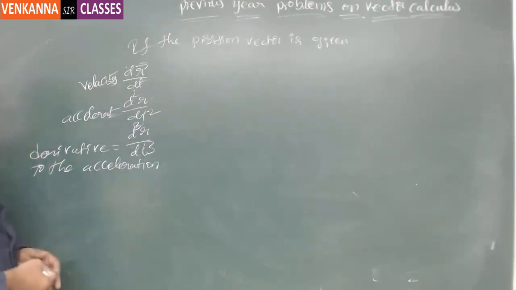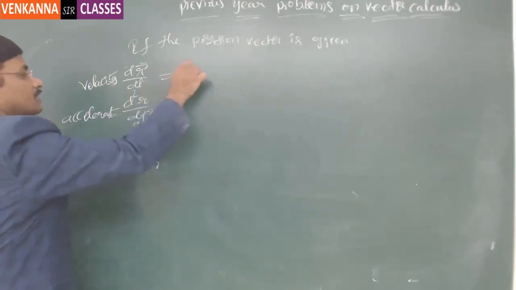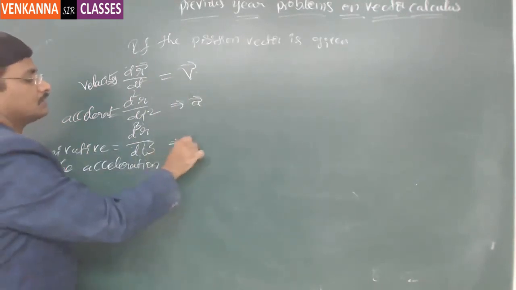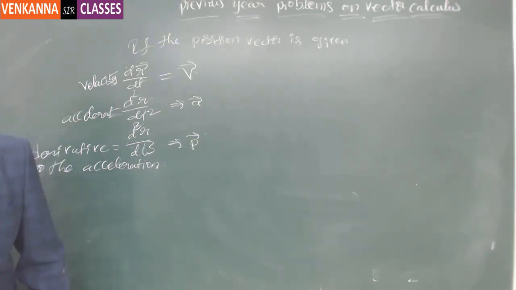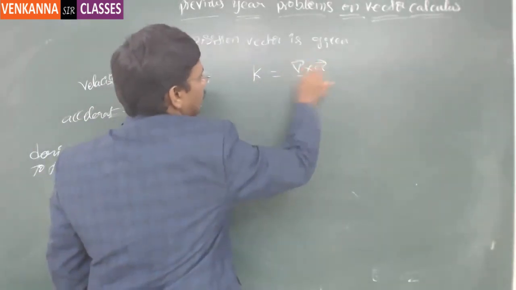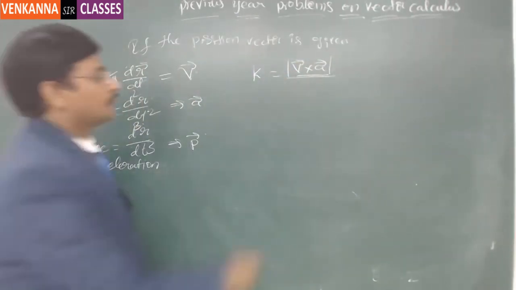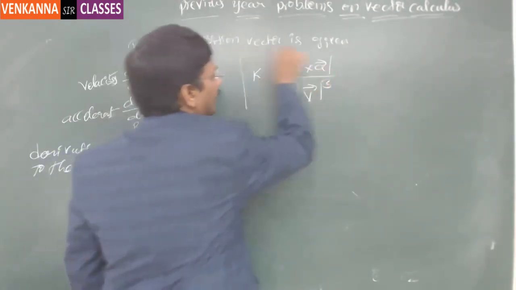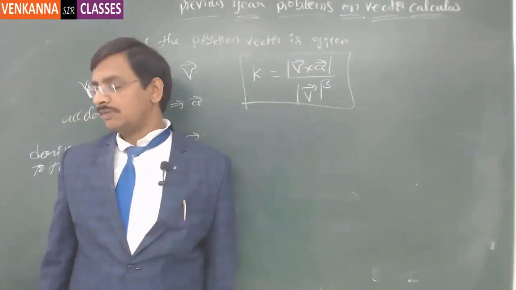Now finding out these values, once you find them, this is the velocity vector v and this is the acceleration vector a. Let me call this the vector p. Now to find the curvature, the k value is straight away given as modulus of v cross a divided by modulus of v bar cube. So this is the straightforward curvature equation. With this magnitude, you are going to get the curvature value straight away.